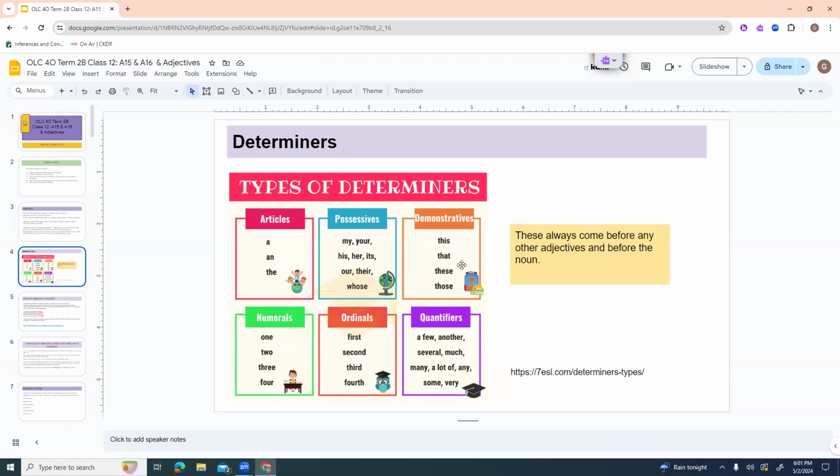Demonstratives, this, that, these, or those. Numerals, 1, 2, 3, 4, etc. Ordinals, which are showing what order things come in rather than just counting, first, second, third, fourth. And quantifiers, which are showing number amounts that aren't specific, like a few, another, several, much, many, a lot, any, some, or very.